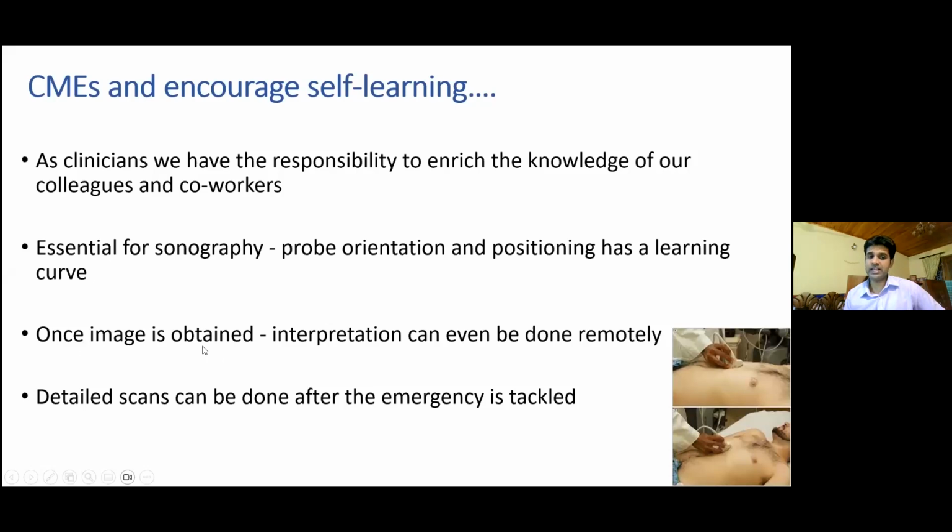But of course, once the image is obtained, the rest of it is very easy, because with the technology now, like mobile phones and laptops, interpretation can also be done remotely. So we don't have to be on site to make the interpretation. All we need is to get some good quality images. And of course, once the emergency is tackled, detailed scans can be done later on.